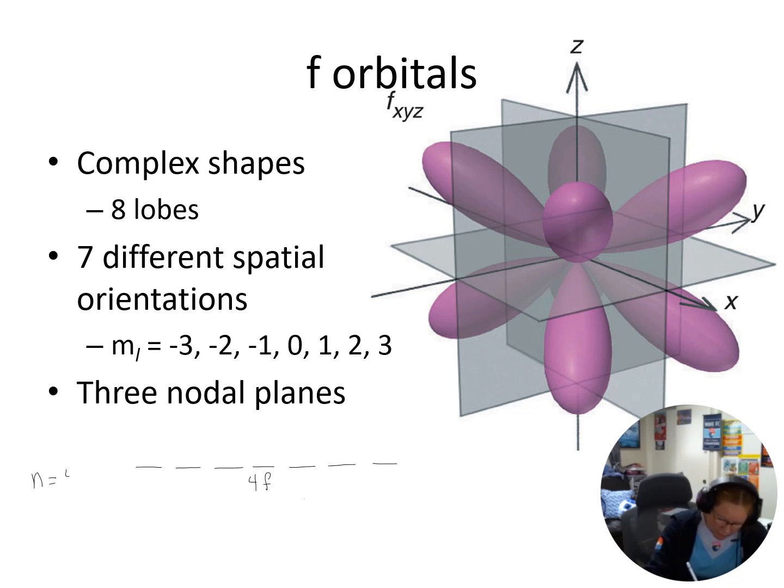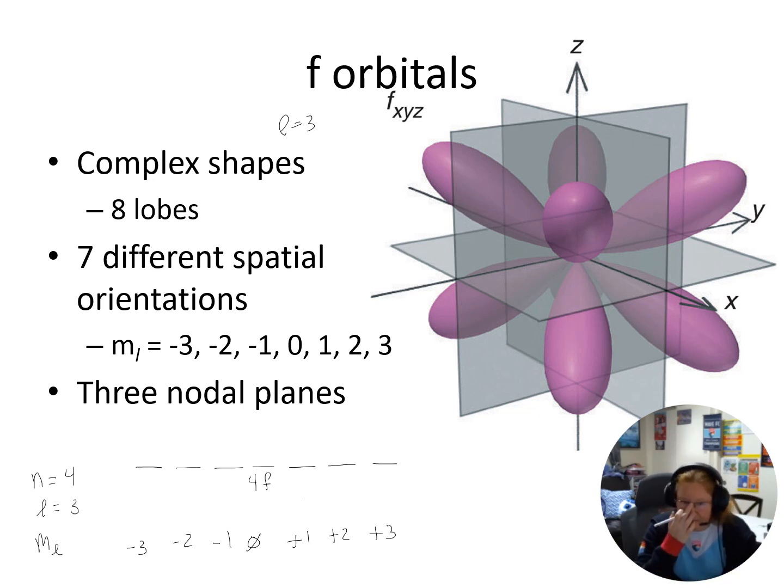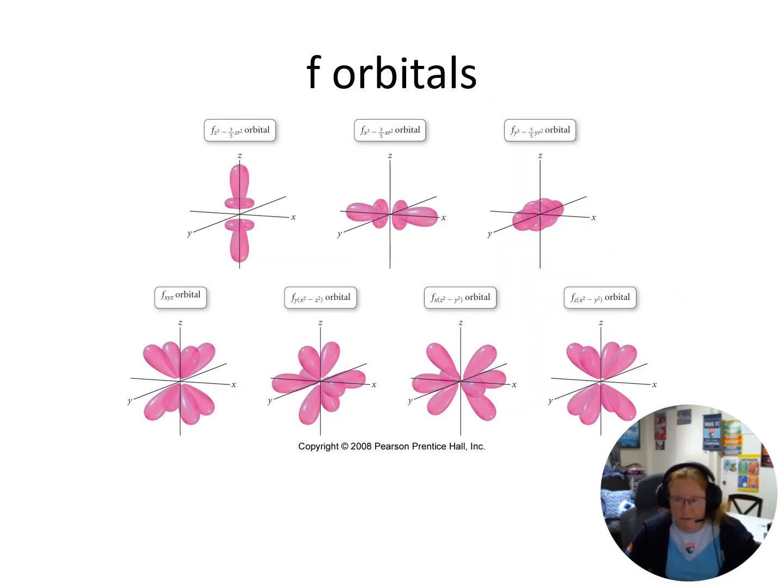Our n would equal 4. Our L would equal 3. So f orbitals, L equals 3. I forgot to put that up there. And then m sub L, again, we would just go down the line, -3, -2, -1, 0, +1, +2, +3. Okay? And so we get all those crazy shapes. Like I said, I'm not even going to try to draw an f orbital. My drawing skills are tested by d orbitals well enough, but these are what the f orbitals look like.